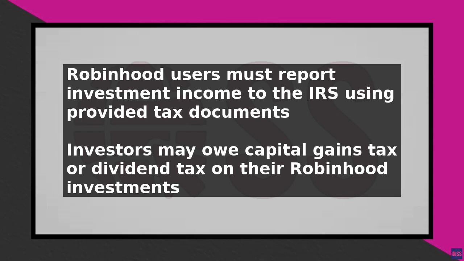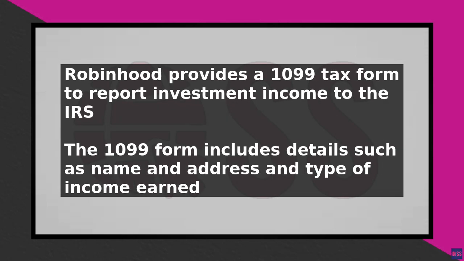First, let's cover the types of taxes you may owe on your Robinhood investments. These include capital gains tax, which applies to profits from selling stocks, options, or cryptocurrencies, and dividend tax, which applies to income earned from dividends paid by the companies you invest in.